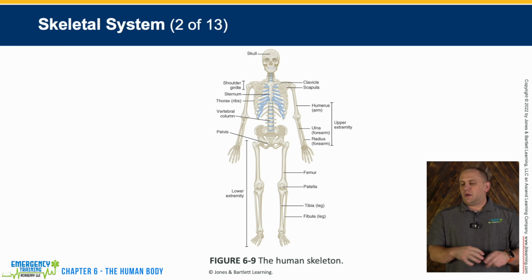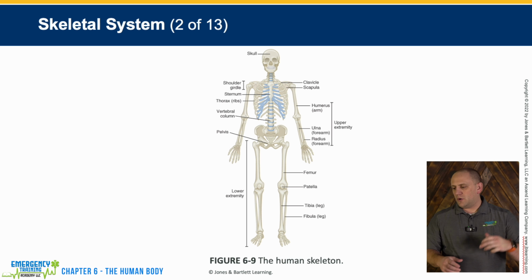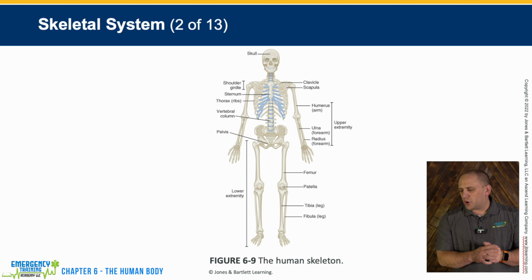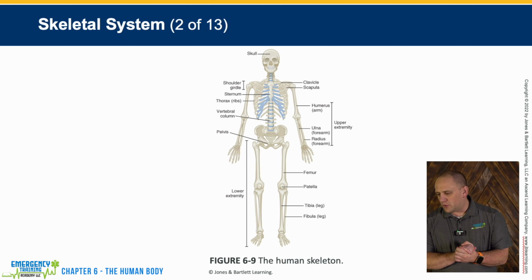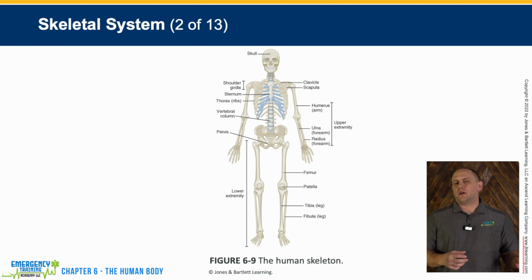Here's a little diagram of the skeletal system. You're able to see some of the different bones. We have our skull, we have our shoulder girdles, clavicle, scapula. Some of the things that we'll talk about later when we get into our splinting and some of our traumatic injury sections, we'll be talking about some of these different bones, the different injury patterns, the pelvis, and some of our long bones and how to splint all of those different things.